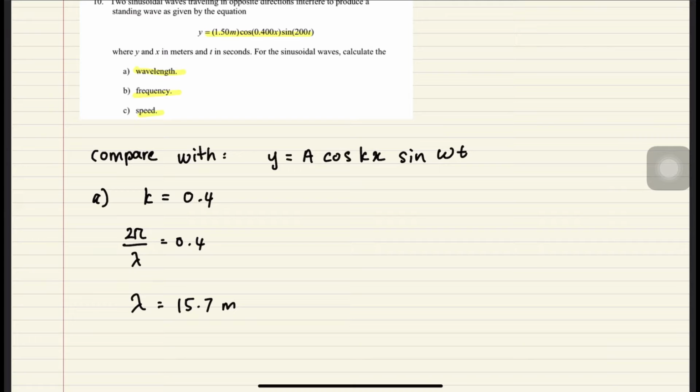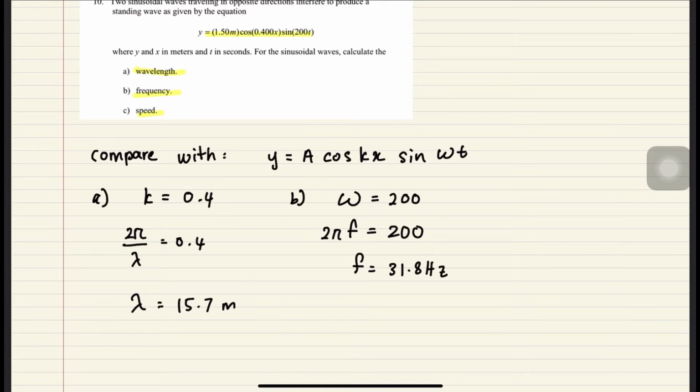For the frequency, you can get it from the omega, where omega is equal to 2 pi f, right? So omega from the equation is equal to 200. You relate this one with that one, and then 2 pi f is equal to 200. So f is equal to 200 divided by 2 pi. Here I got 31.8 hertz.